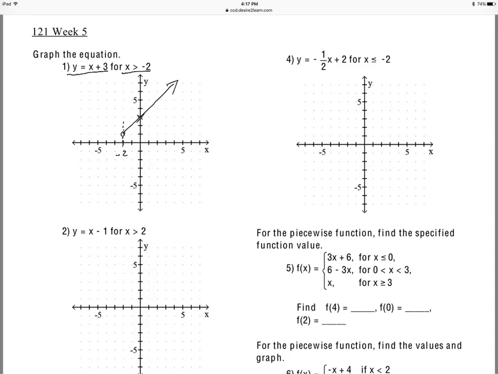Now, if I have to look at this one, y equals x minus 1, for x is greater than 2, then I've got to think to myself, okay, well, here's x is 2, okay? I can only draw it on this side, not on that side, okay? So, greater than 2, that's that dotted vertical line there.